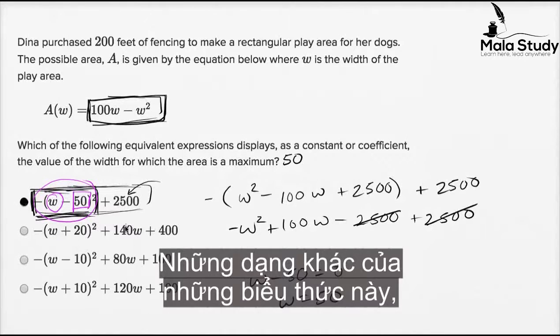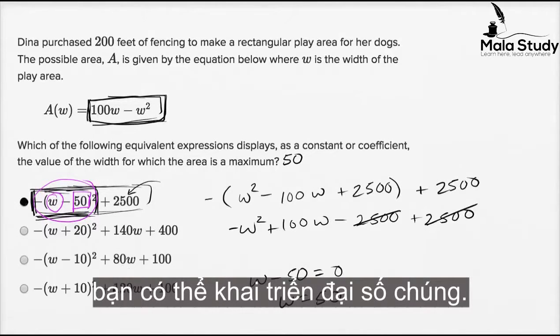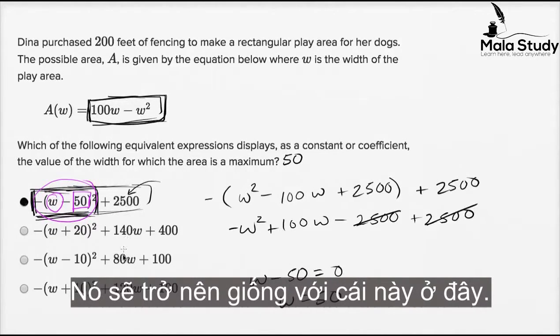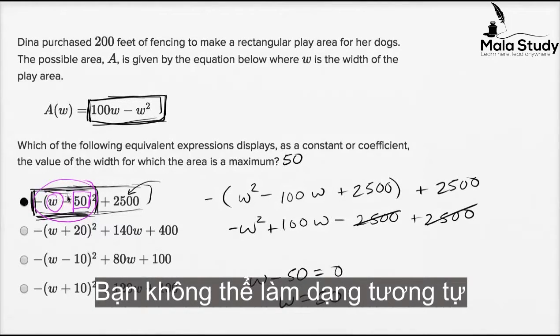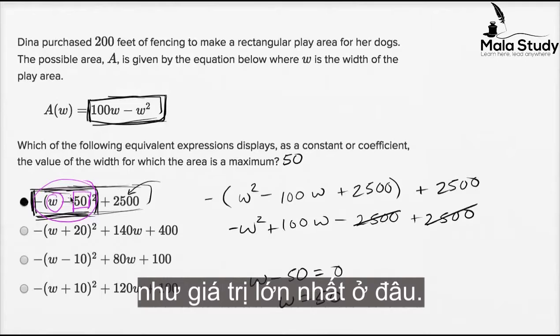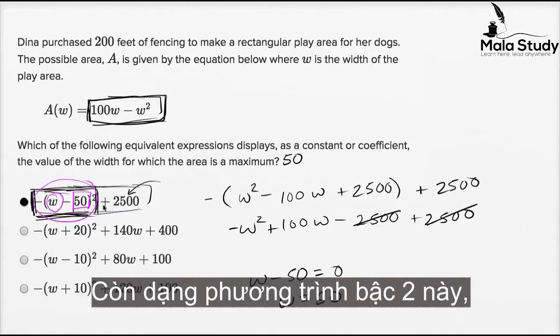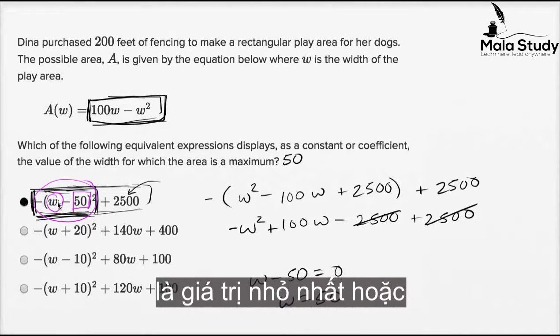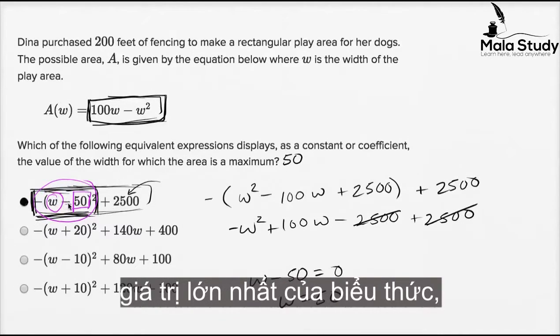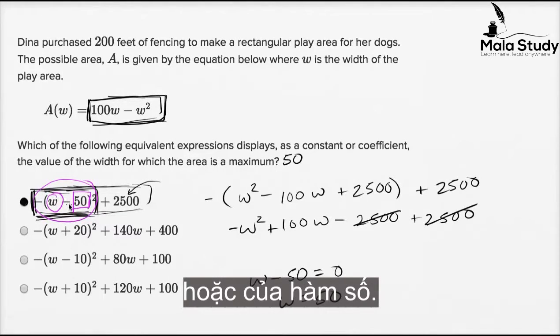These other forms of these expressions, you can algebraically expand these, and it'll come out to be the same thing as over here. But these don't help you so much. You can't make that same type of intuition about where the maximum value is. And this form of a quadratic is called vertex form. It makes it very easy to find the vertex, which is going to be the minimum or the maximum value of an expression, or of a function, I should say.